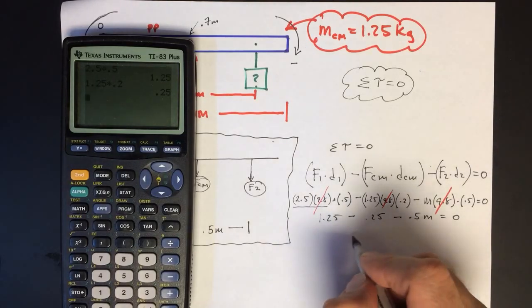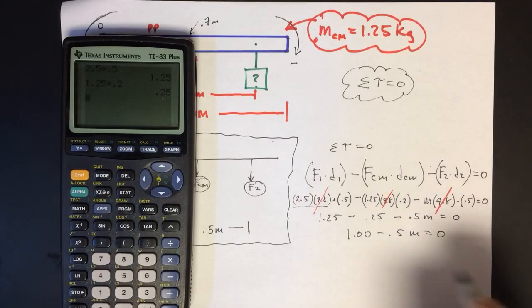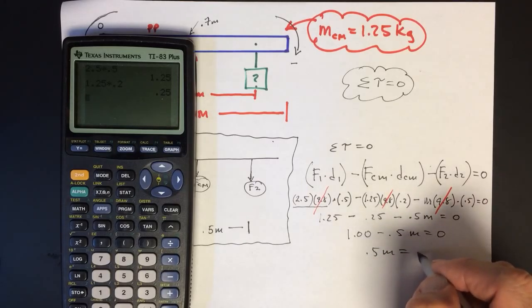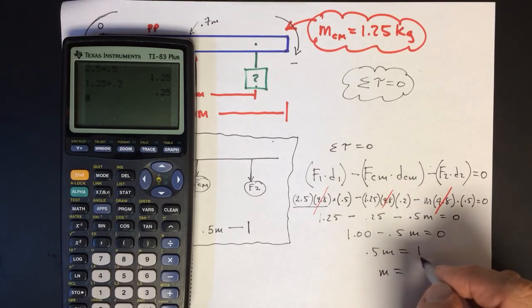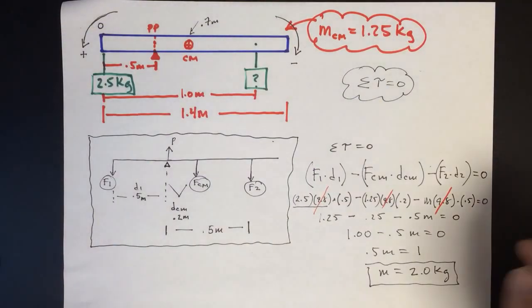So then this is going to be 1.00 minus 0.5 m is equal to 0. So 0.5 m is equal to 1. So m is going to be equal to 1 divided by 0.5, which is 2.0 kilograms. Okay, so that's one way of calculating the mass suspended from a boom.